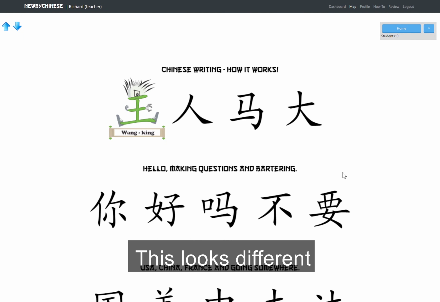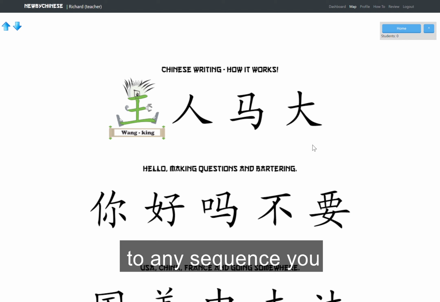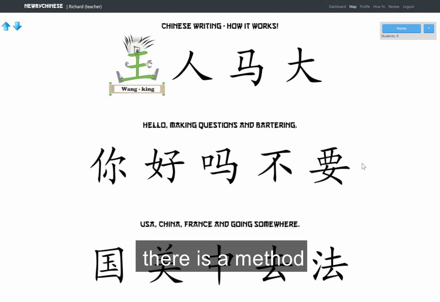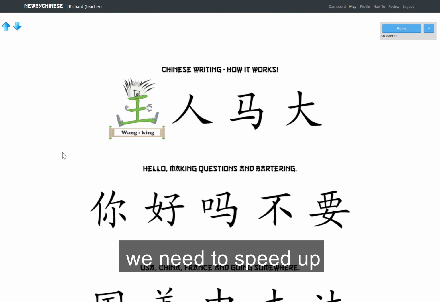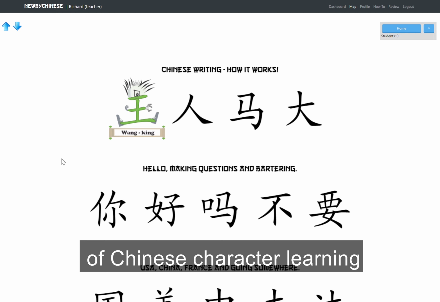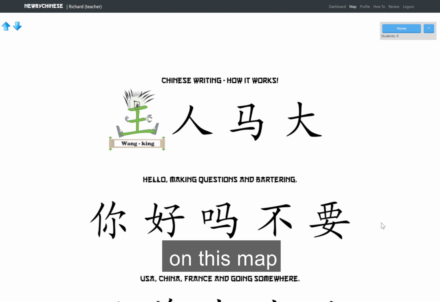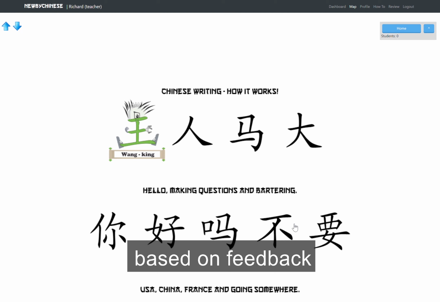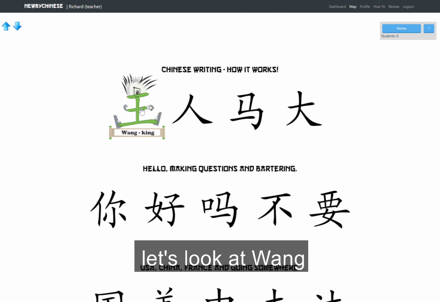Welcome to your platform. Now, this looks very different to any sequence in which you would consider teaching Chinese characters. However, there is a method to the madness. We need to speed up the rate to between 10 and 30 times the current rate of Chinese character learning. You can start anywhere on this map. It's completely up to you. And the sequencing will change over time based on feedback. But just for now, let's look at Wang or King.